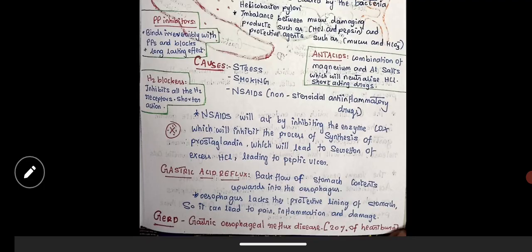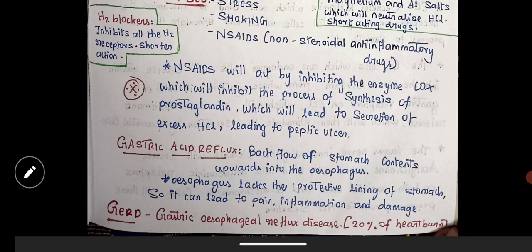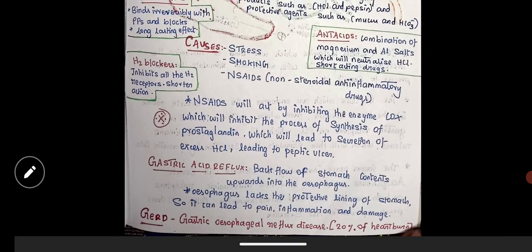So simple. Then we have gastric acid reflux. What is meant by it? Backflow of stomach contents upwards into the esophagus. The esophagus lacks the protective lining of the stomach, so it can lead to inflammation, pain, and damage also. Then we have GERD, gastroesophageal reflux disease. It is nothing but 20% of heartburn will be seen in this disease, GERD.